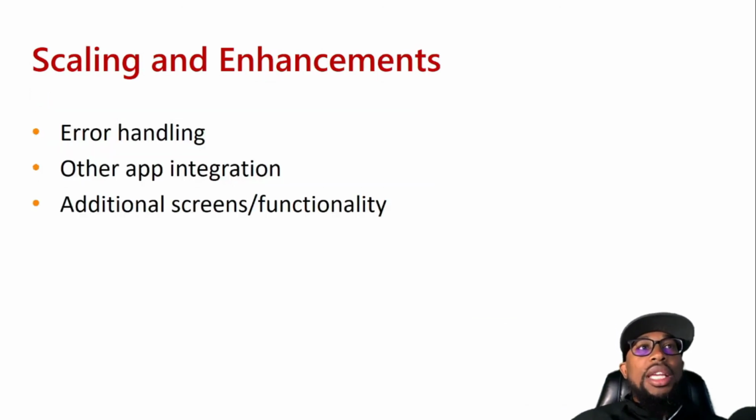So scaling and enhancements, this is just some additional things that we could potentially do. Add some error handling. We could integrate other apps and other functionality. We could add some additional screens. So the sky's the limit for Power Apps and Cognitive Services and Power Automate. We could do some pretty fascinating things. I felt that this was pretty in depth from a demo standpoint. However, you could always go further.